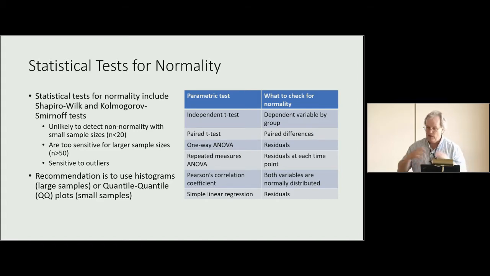Again, all this stuff can be done in software. All this stuff should be disclosed in a paper. How things were checked. If I fit a model, I know the statistical model has certain assumptions. Normality is one of them. How did the authors check it?